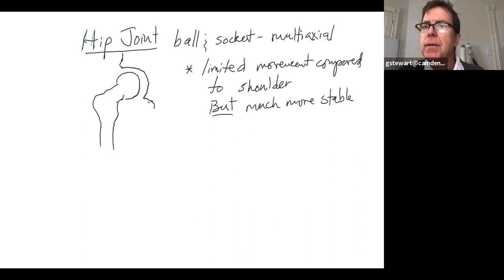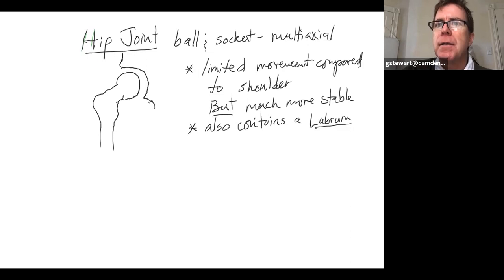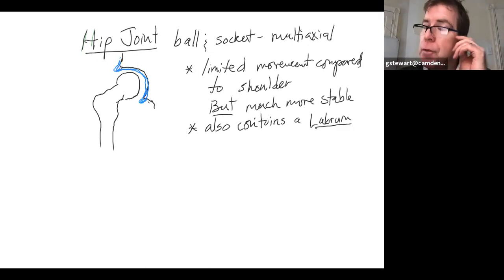I forgot to tell you this. It also contains a labrum, which is that lip of fibrocartilage, that pie crust lip around the edge that sort of overhangs like this. Those labrum, by the way, can become torn, which can cause pain. Pieces of them can flake off. Labral tears are not that uncommon.